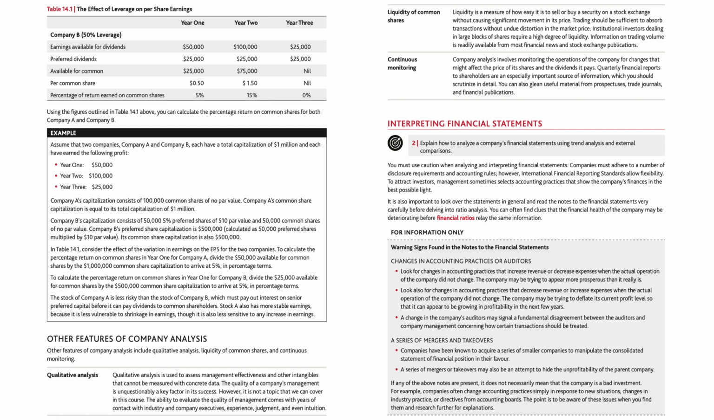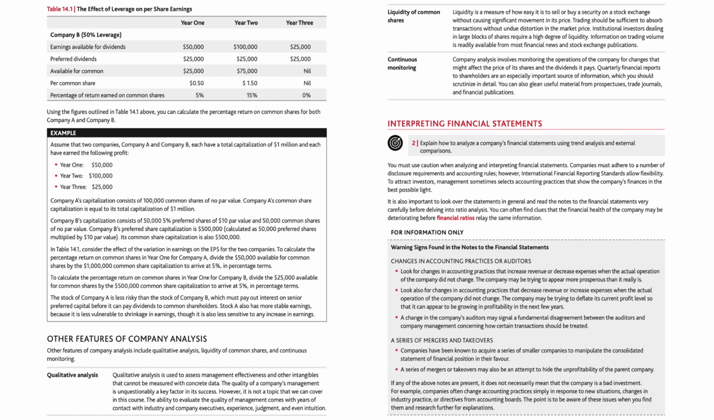To calculate the percentage return on common shares in year one for Company A, divide the $50,000 of profit available for common shares by the $1 million of common share capitalization to arrive at 5% in percentage terms. To calculate the percentage return on common shares in year one for Company B, divide the $25,000 available for common shares by the $500,000 common share capitalization to arrive at 5% in percentage terms.